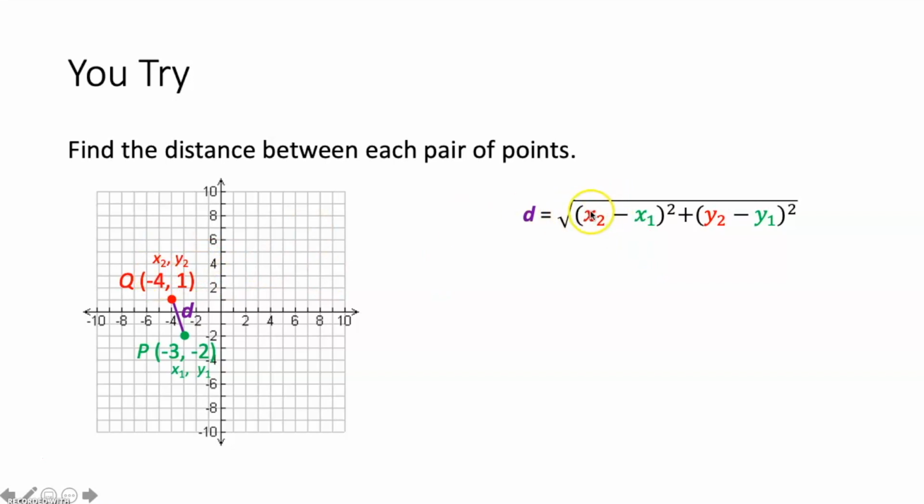-4 is going to go in for my x sub 2. -3 goes in for my x sub 1. 1 is going to go in for my y sub 2, and -2 is going to go in for my y sub 1. Now we simplify according to the order of operations.